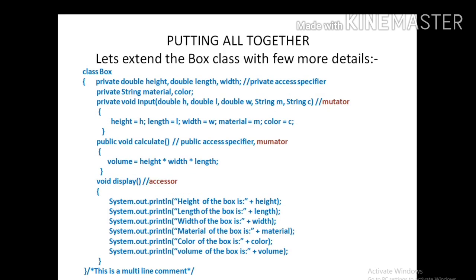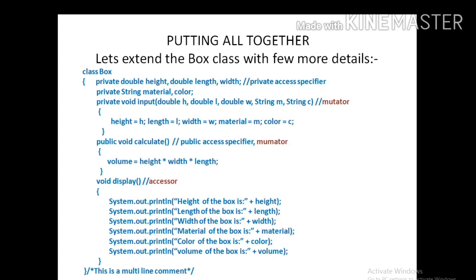Now let's design a class box. It is the extension of the box class we have already seen in this video. As we can see, we have used access specifiers: private, this is private, public, and this is default. When nothing is written, it becomes the default or package access specifier.